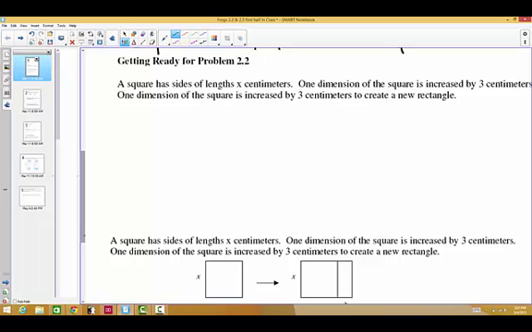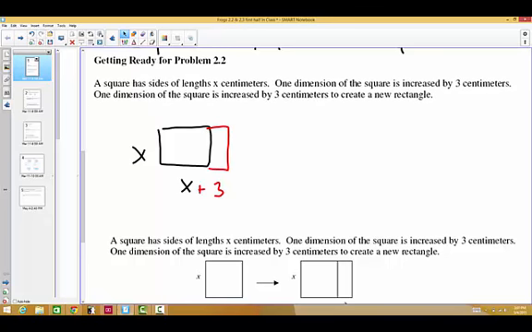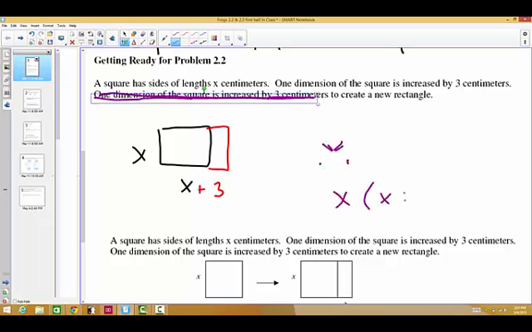Okay, so a square has a side length of x, and one dimension is increased by 3, and we'll draw that first. So a square has side length of x. Square means both sides are the same. One dimension increased by 3. Doesn't matter which side you choose. I'll choose this side. We're adding 3. And then it says the same thing, so the second thing is not even needed here, because we just did that. So the new rectangle is x times x plus 3.